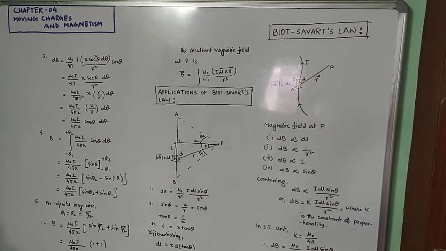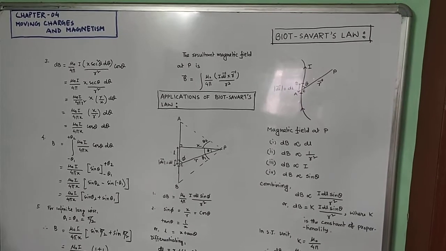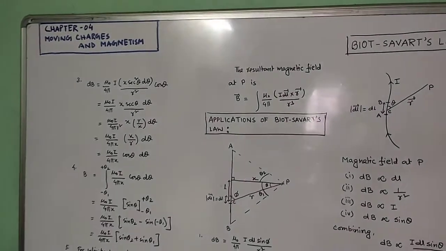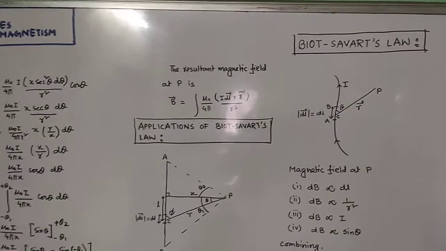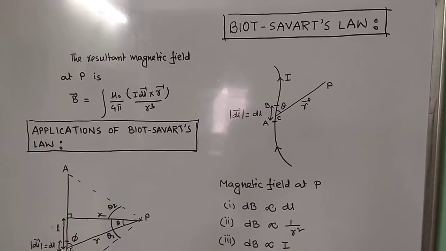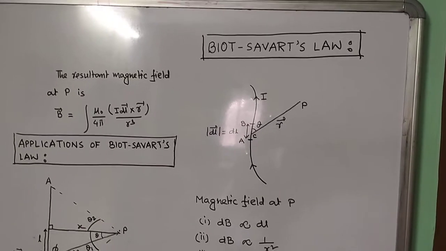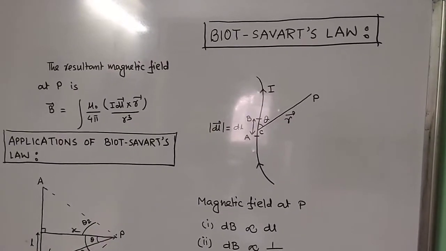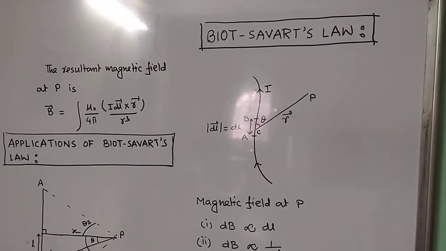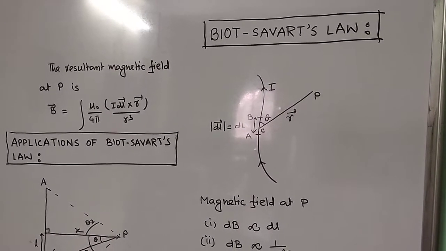Good morning students. Today we are going to discuss a few topics from chapter 4, moving charges and magnetism. The topic which we are going to discuss is your Biot-Savart law. Now till now we know that whenever there is a current there is a magnetic field. Now this Biot-Savart law gives you the information on which the strength of the magnetic field depends.